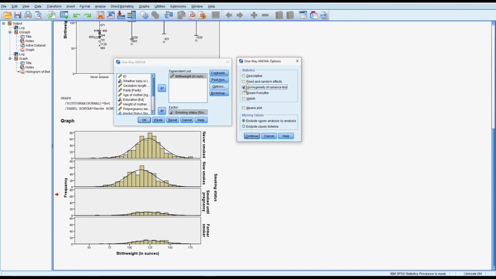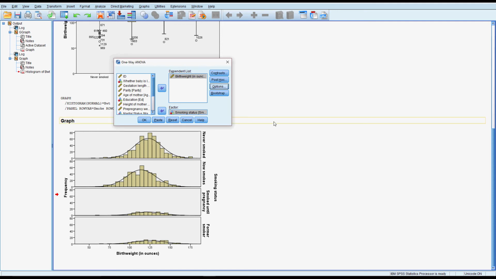Now you can get a means plot out here. I believe this one doesn't have the confidence intervals on it, so I don't like this one. I prefer to do my own means plot at the end. It's possible you might want some descriptive stats out. I'll just continue there.